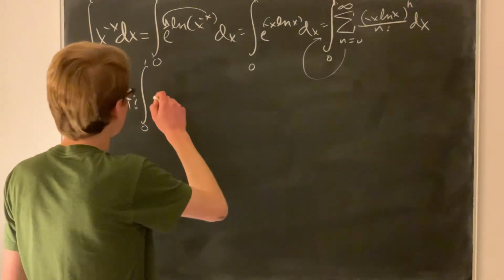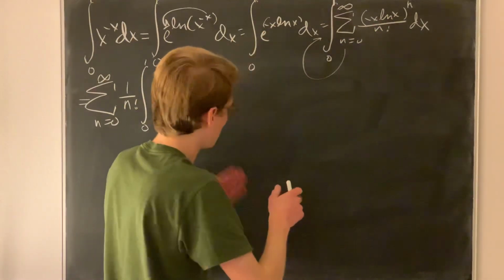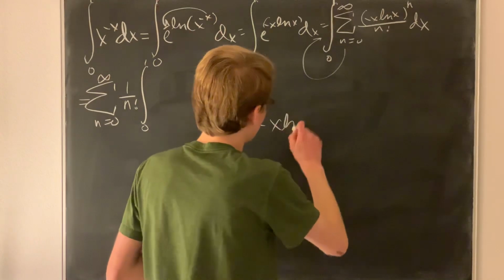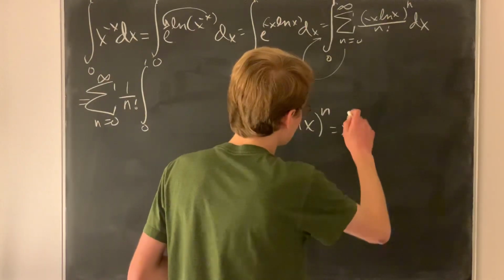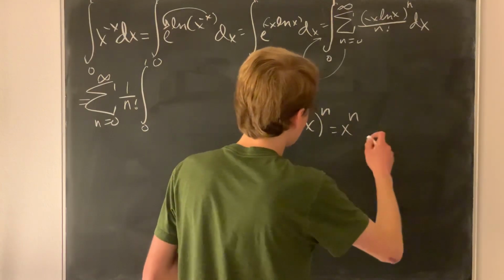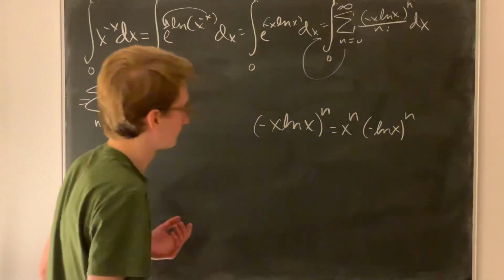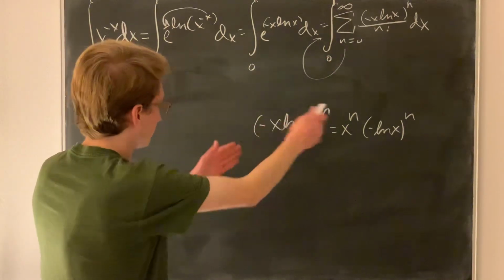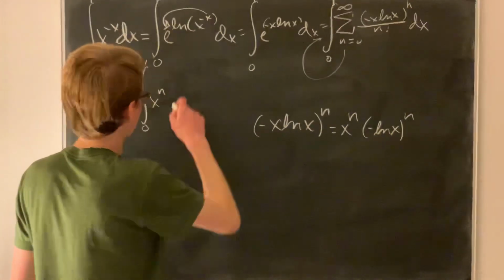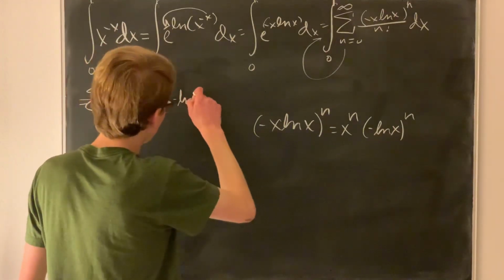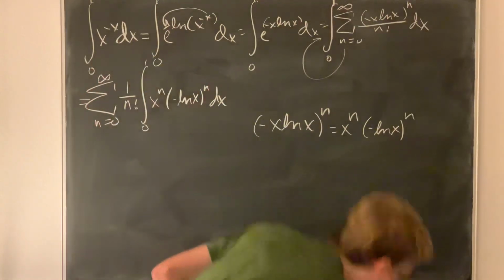And now we brought these two out. So we have negative x times the natural log of x raised to the n. So I can just say this is nothing more than x to the n times the negative natural log of x to the n. I'm just multiplying this out, distributing. This is perfectly legal. So x to the n times the negative natural log of x to the n, and again, integrating with respect to x.